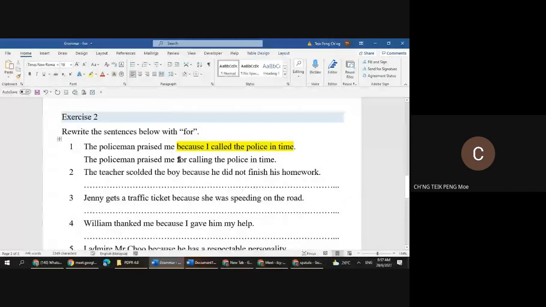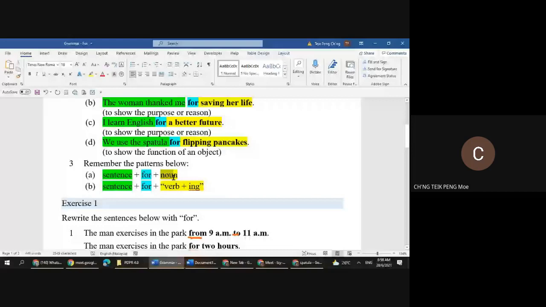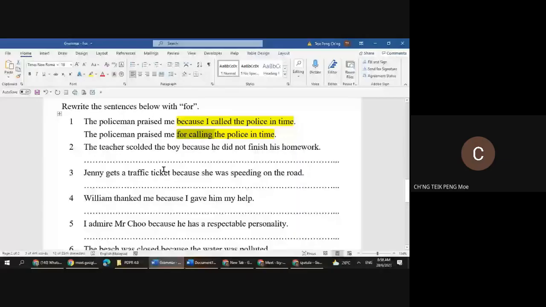So now look at the differences, yeah? Dua-dua ayat ini pun betul, okay? It's like you can say, because I called the police in time. Sebab saya sempat. In time itu maksudnya sempat. Okay, sebelum sesuatu yang tak bagus berlaku, sempat. For calling the police in time, maksudnya sama, okay? Remember ya, kalau for, after for, okay, selepas for, you boleh letak kata nama atau verb tambah ing, okay? So kat sini kita guna verb tambah ing. But in some of the questions here, you can put a noun after for, alright?